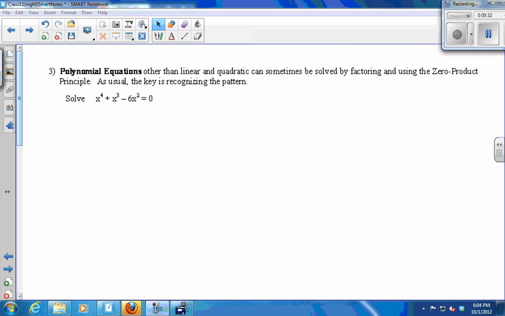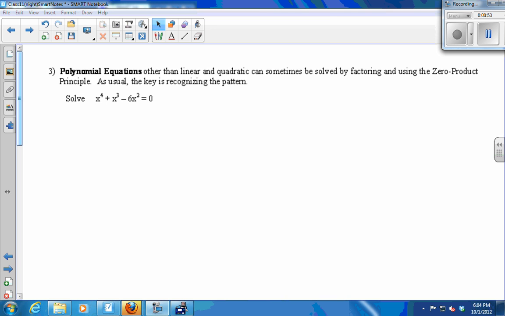Okay, so that's the generalized quadratic. To move on to polynomial equations, sometimes the only recourse we have right now is if we can factor it. If the degree is higher than 2, if it's not x squared but x cubed or x to the 4th, the only thing we can do is try to factor it.